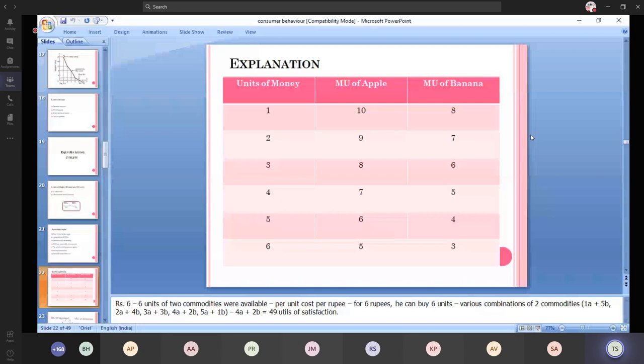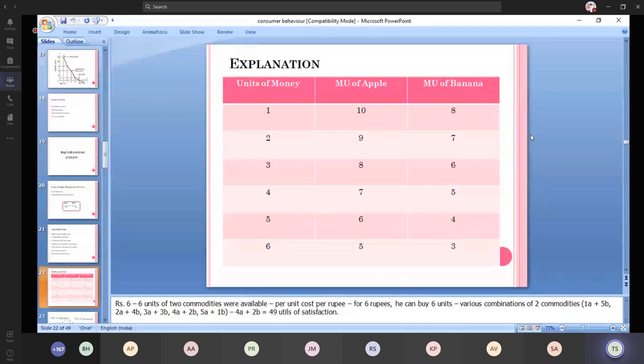So he can choose any combination of the 2 commodities, and he chooses the particular combination which he thinks will give the maximum satisfaction level, because we had an assumption that consumer behavior is rational. So he always changes the combination and tries to reach the maximum satisfaction level. In this numerical example, we have several combinations of 2 commodities. The consumer is spending all 6 units, so he can choose any of these combinations.